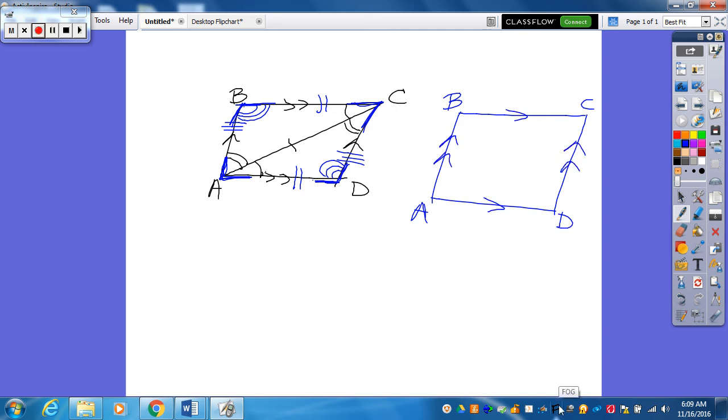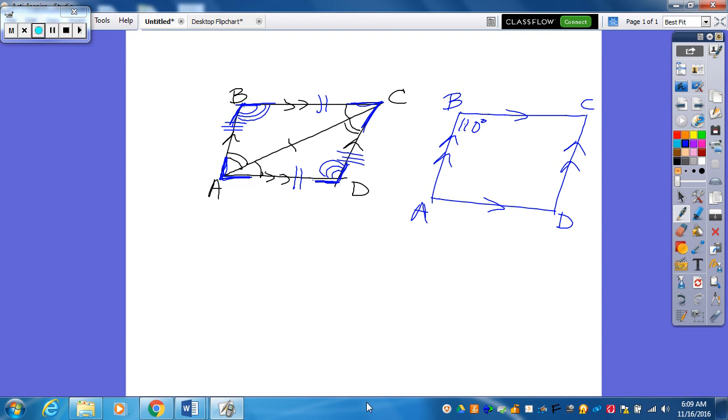Okay. And I just pick a random angle measurement for one of those angles. So if I look at B, I know that the measure of angle B, well, it's an obtuse angle, so let's make it 110 degrees. Okay, just picking a random degree. Now, what do we know about this angle here and this angle right here?